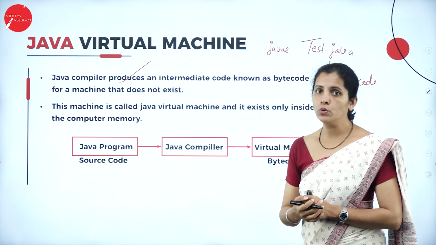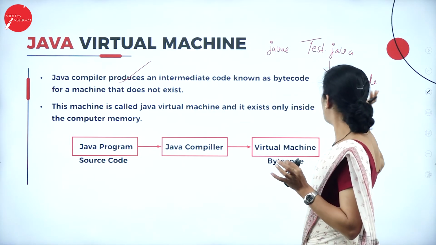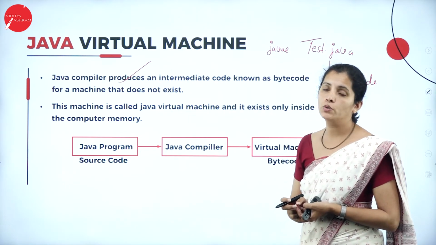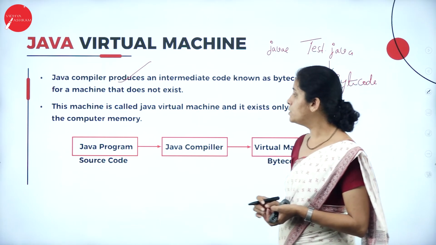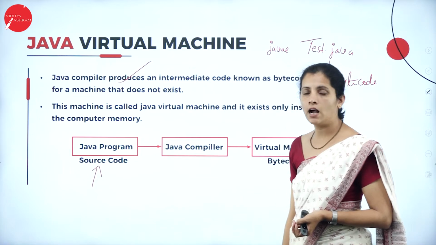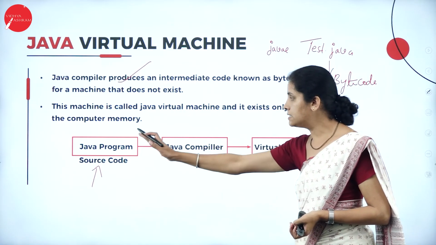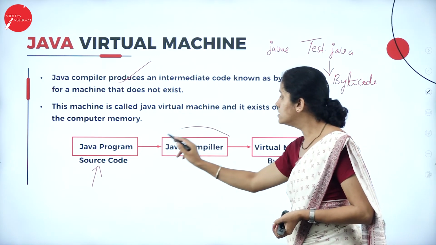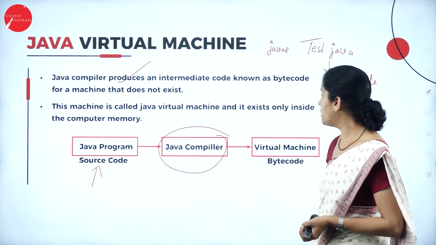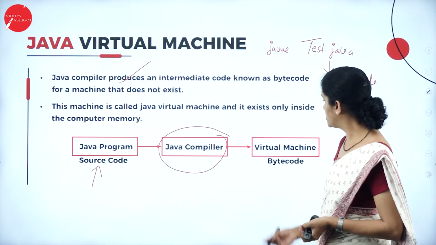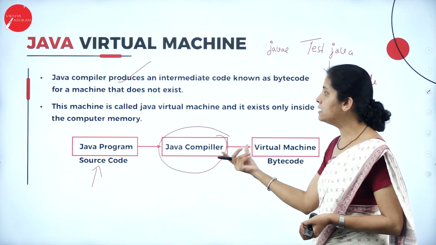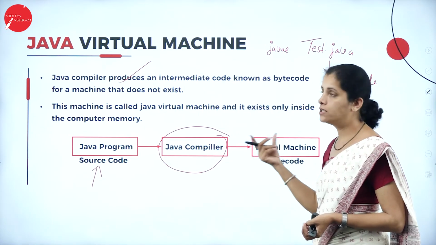Now what I want to do, I want to convert this byte code to machine code. For that, I'm going to have the interpreter. So what is my source program? That is nothing but the Java program. That is the input to the Java compiler. Now, this Java compiler generates byte code.